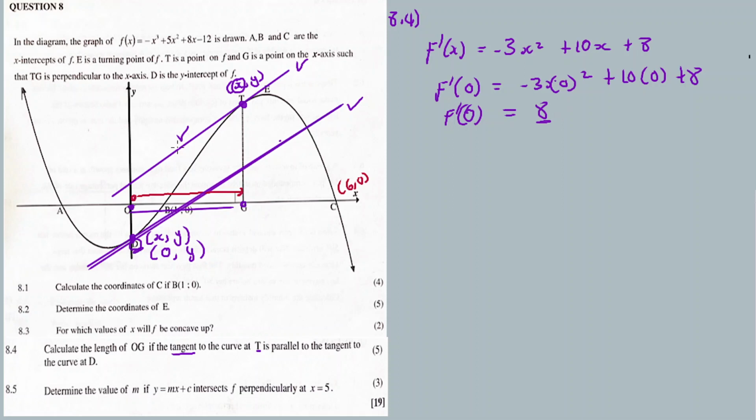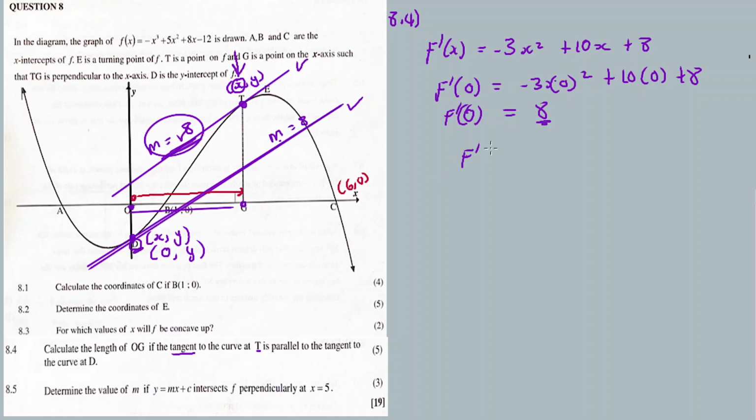I am going to calculate the gradient for this line, for this tangent, because I don't have the x value at T. So that's why I'm using D. So it means the gradient for this tangent is 8. Since they are parallel lines, the gradient there is 8, right? 8. Now let's use this gradient to find the x value at T.